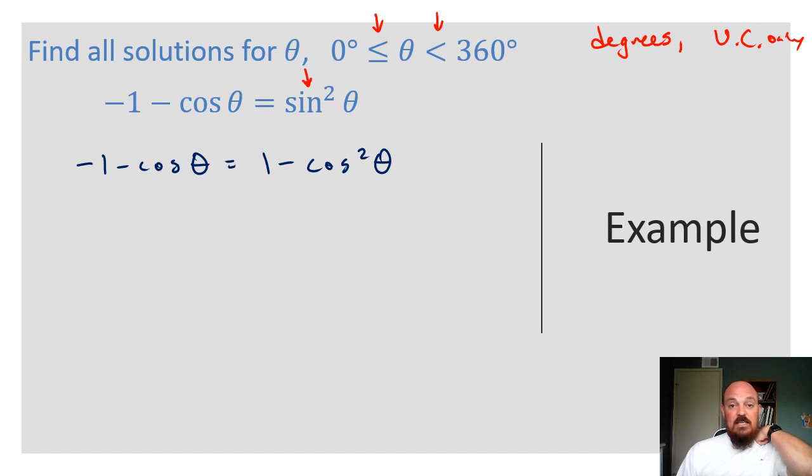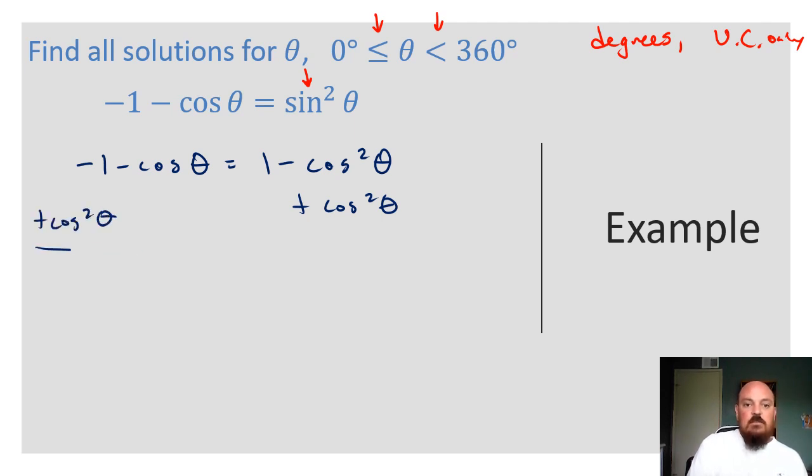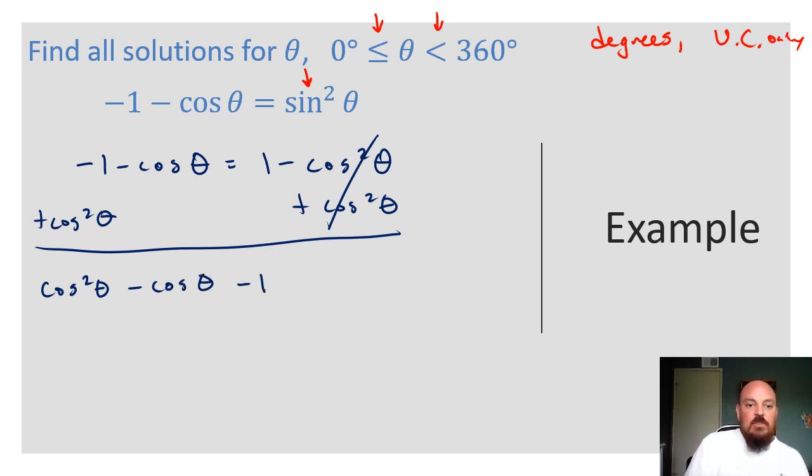If I'm going to factor, I need it equal to 0. So let's get everything on the same side. Let's add cosine squared theta to both sides to cancel that negative 1 out. So I have a positive cosine squared theta. Let's put everything in order. I have a minus cosine theta, and then I'm going to put the minus 1 at the end. So I also kind of flipped those 2 terms on the left there just to get it in order. And don't forget, we still have this 1 right here, so it's still equal to 1.